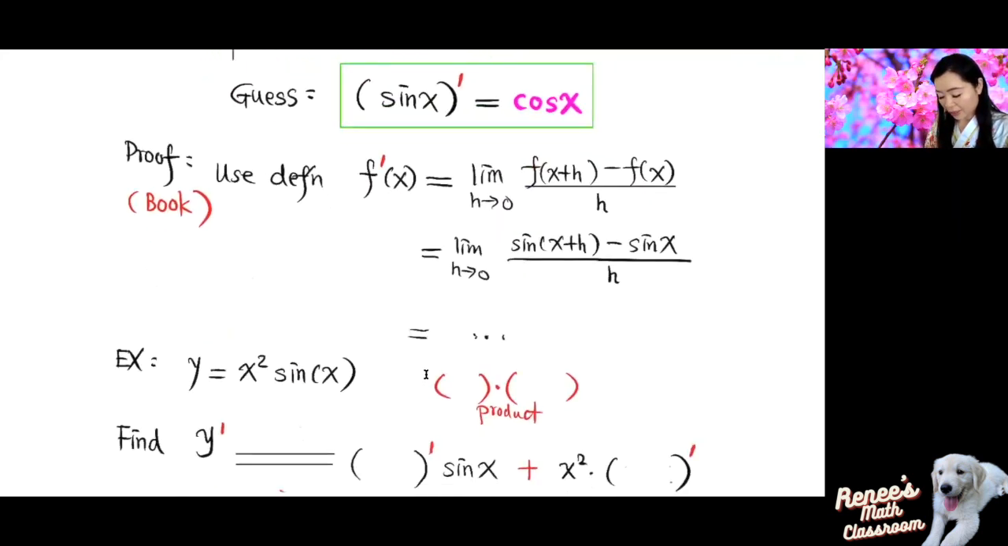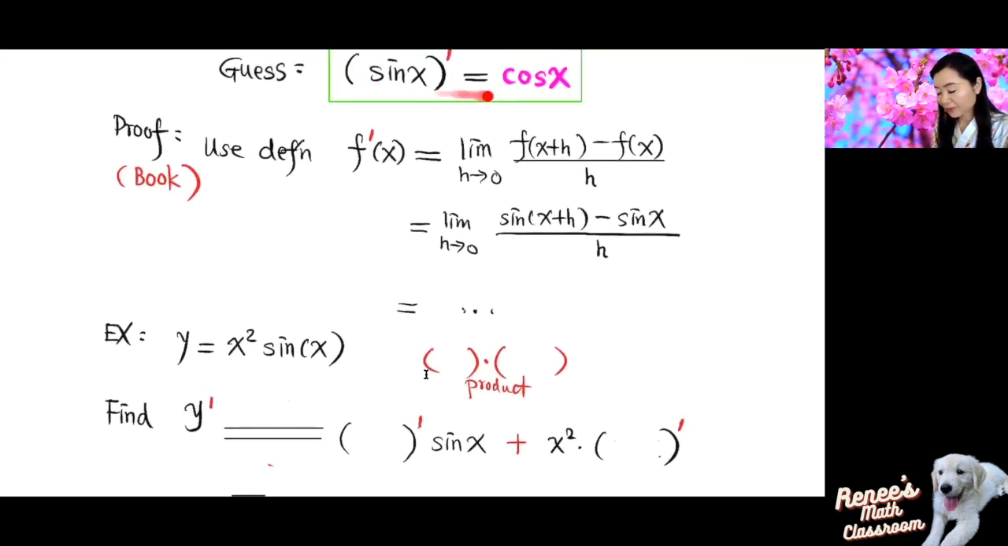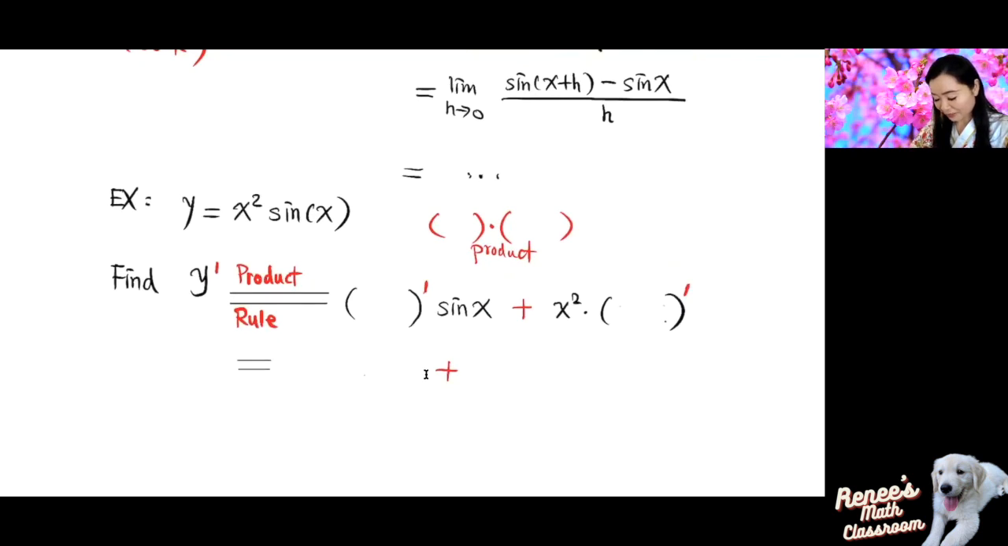It is proven. Now we want to use this newly discovered formula to differentiate this function here. This function is a product, right? It's this function times this function. So we're going to use the product rule to differentiate that. We differentiate the first function, the x squared function, times the second function, adding the first function times the derivative of the second function. So that's the product rule.